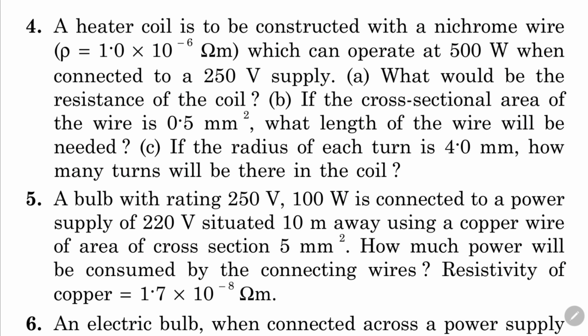In question 4, we have a heater coil made by nichrome wire which can operate at 500 watt when connected to a 250 volt supply. Now we need to find the resistance of the coil. The cross section area of the wire, if it is 0.5 mm square, then what will be the length of the wire? And if the radius of each turn is 4 mm, how many turns will be there in the coil?